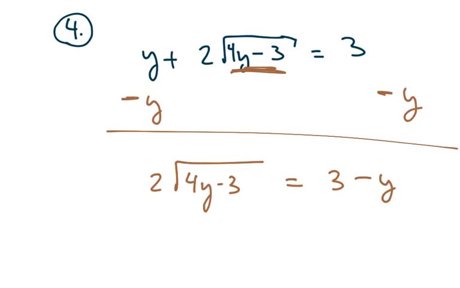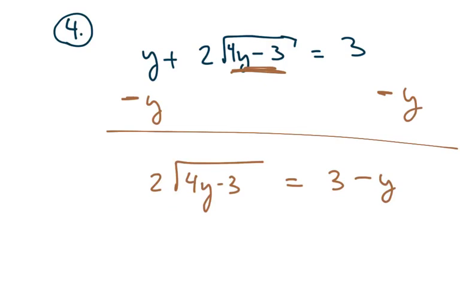Now you have two options here. Most people tell you to divide through by 2 to get the square root by itself. My advice is I don't do that unless dividing by 2 would cancel something out. In this case it doesn't, right? 2 doesn't go into 3 and obviously doesn't go into y.